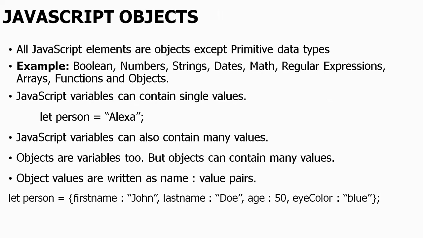JavaScript variables can also contain many values. Objects are variables too, but objects can contain many values. Object values are written as name-value pairs. For example, the syntax is let person equal to open curly brace, first name colon your first name, last name whatever it is, age whatever it is, and eye color whatever it is, then close the brace with a semicolon. This is the syntax.